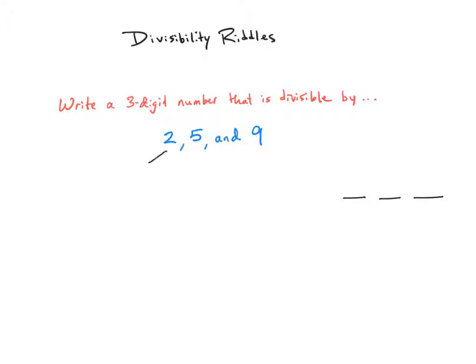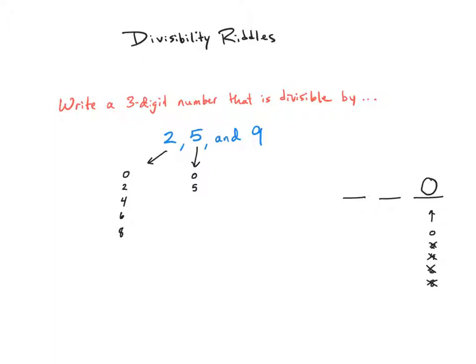I know that if a number is divisible by 2, it must have a 0, 2, 4, 6, or 8 in its ones place, which would be this place right here. So I'm going to write 0, 2, 4, 6, or 8 underneath there. And I know that if a number is divisible by 5, it must have either a 0 or 5 in its ones place. So that eliminates the 8, the 6, the 4, and the 2. So that tells me the ones place must be a 0.